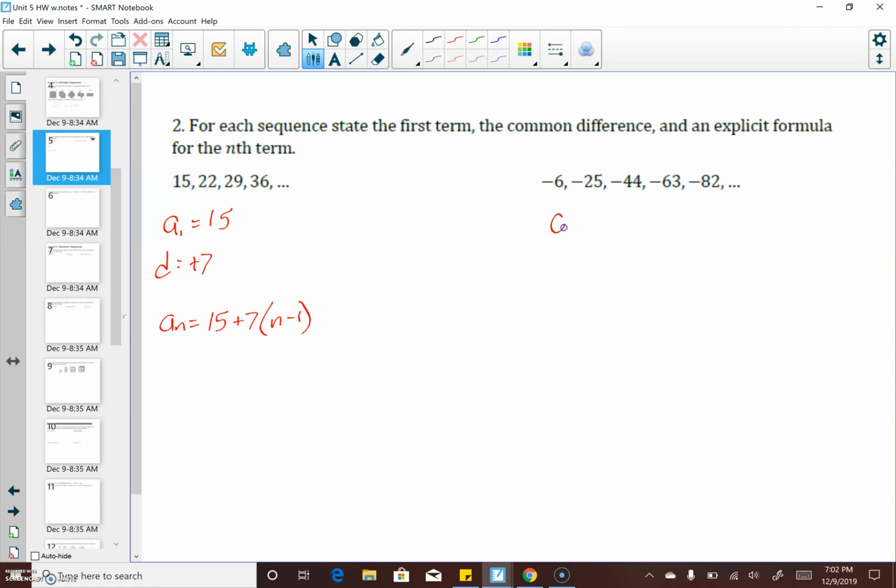If we look at the next one, the first term is negative 6. Our common difference, and we have to pay very close attention here. As we go from negative 6 to negative 25, negative 25 to negative 44, we are subtracting 19. So our formula then is going to be a sub n equals negative 6 minus 19 times n minus 1.